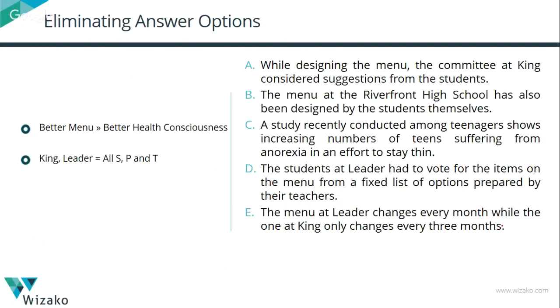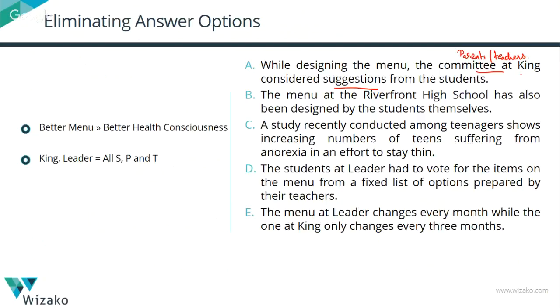While designing the menu, the committee at King considered suggestions from the students. Okay, so who could design the menu at King? It was the parents and the teachers. But you're saying that the parents and the teachers didn't do it all on their own. They took inputs from the students as well. So which could possibly imply that the quality of the menu at King was because of the suggestions given by the students and not necessarily because of the parents.